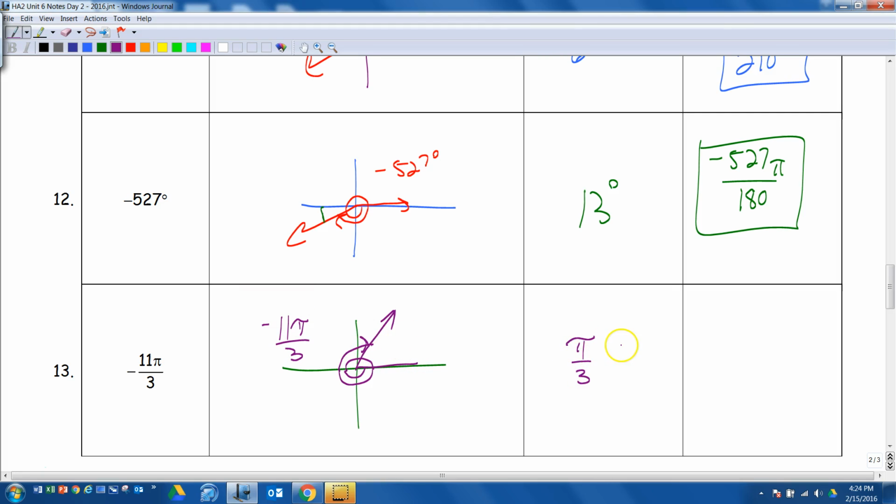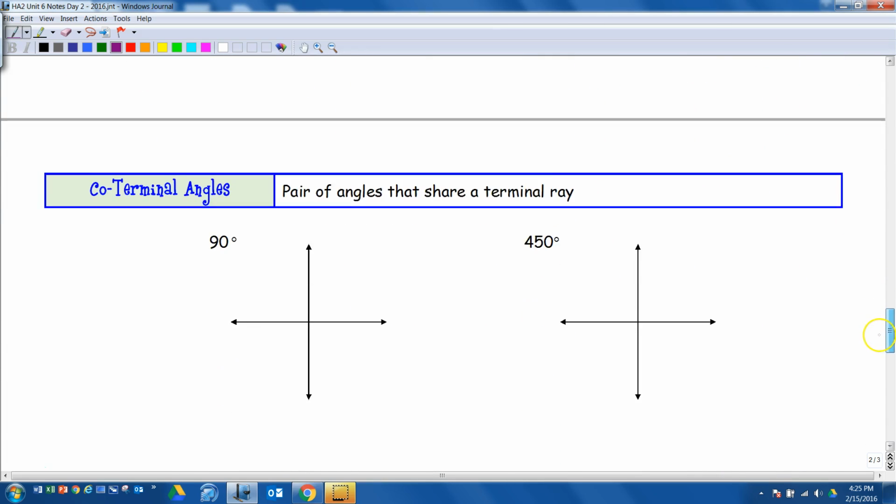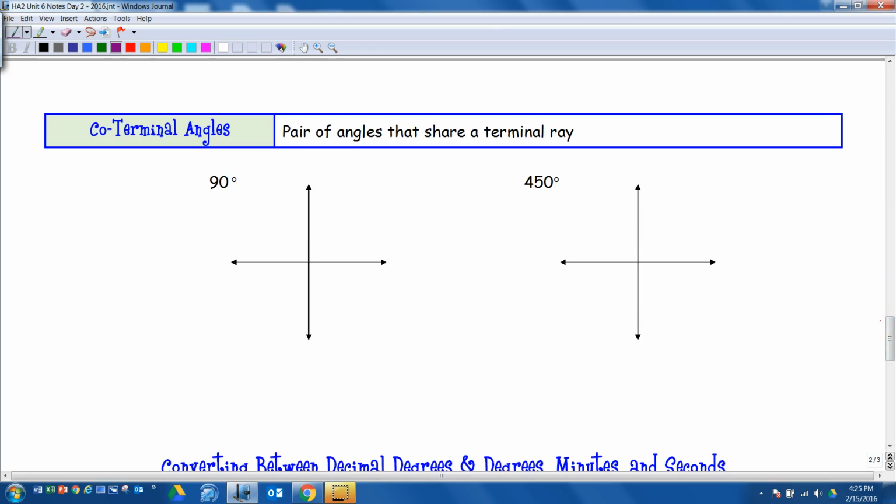Alright, so then you convert 11 pi over 3, negative, times 180 over pi. So that's, I believe, 180 divided by 3 is 60, negative 660 degrees. Alright, so that is doing all those. That's pretty much your homework. 2 more things for this lesson.